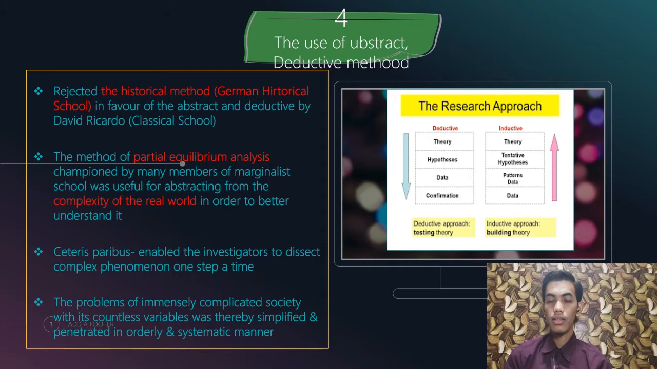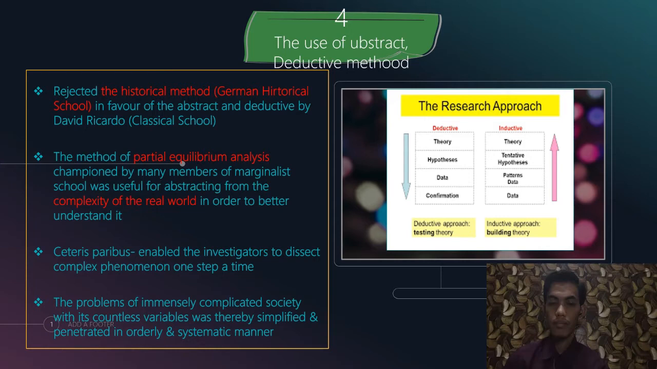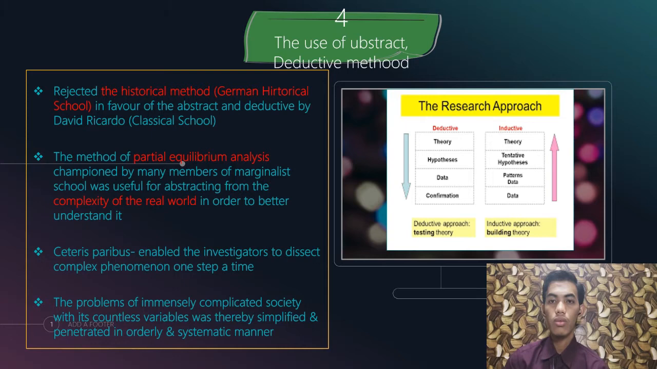The method of partial equilibrium analysis championed by many members of the marginalist school was useful for abstracting from the complexity of the real world in order to better understand it. This ceteris paribus approach allows one variable at a time to change while holding all other variables temporarily constant. This ceteris paribus enables investigators to dissect complex phenomena one step at a time. The problem of an immensely complicated society with its countless variables was thus simplified and penetrated in an orderly and systematic manner.